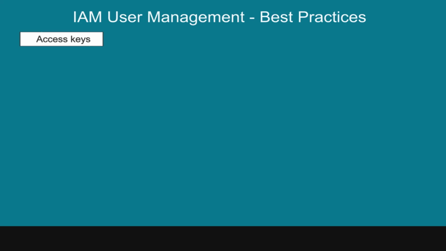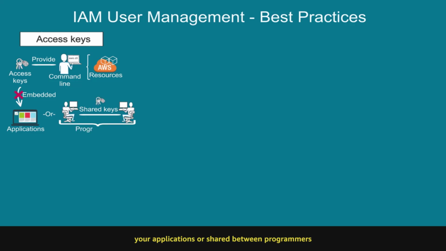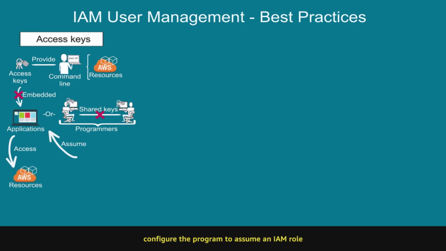Access keys. Access keys provide command line access to AWS resources. Access keys should never be embedded within your applications or shared between programmers, even if they are on the same team. When your applications require access to AWS resources, configure the program to assume an IAM role and retrieve temporary security credentials that can access those resources.